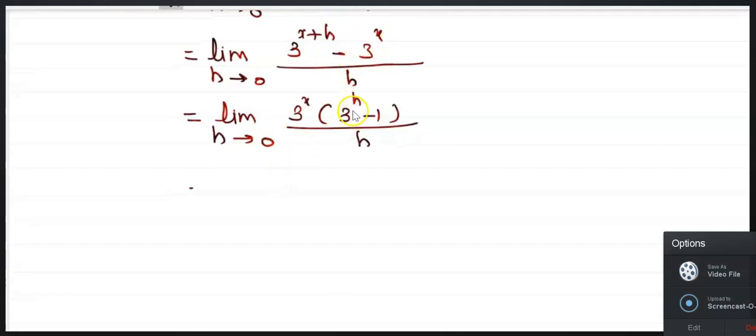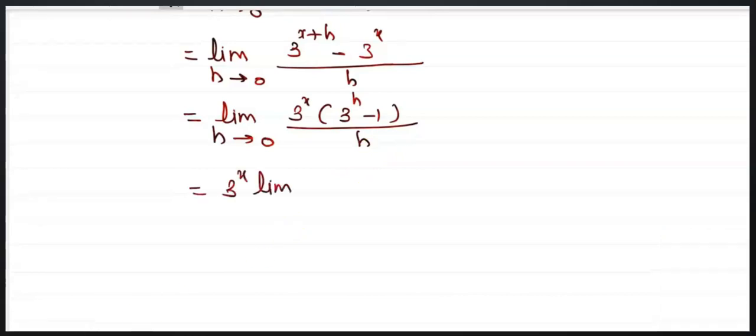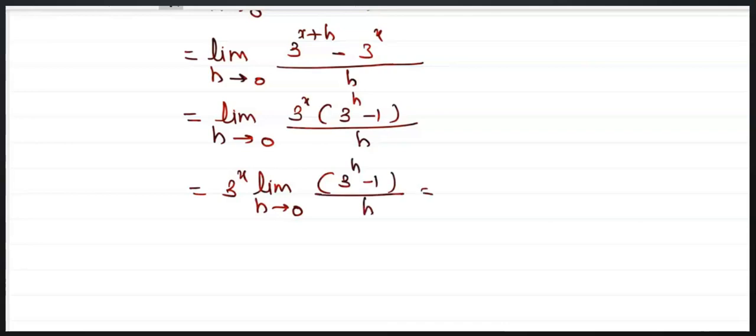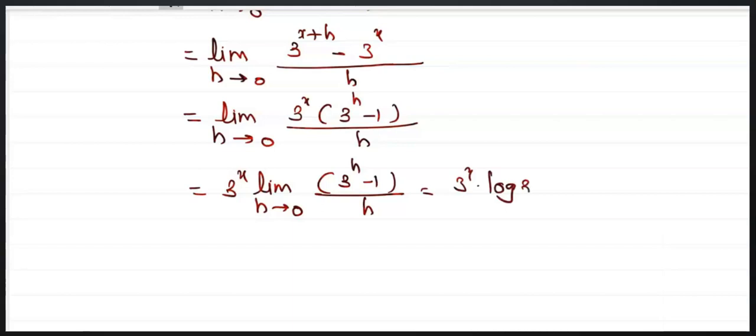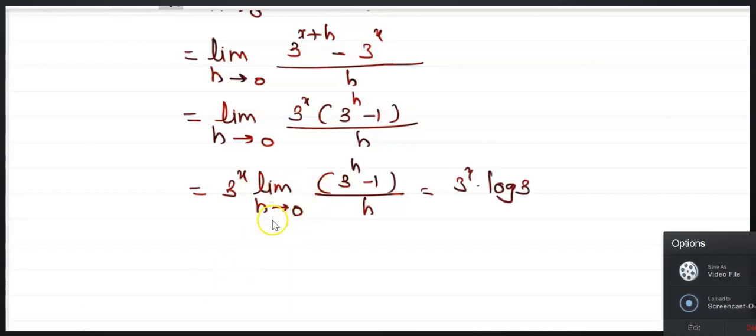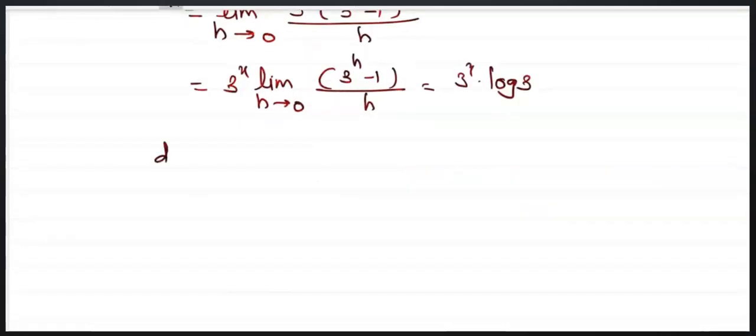Therefore, 3 raised to x into limit h tends to 0, 3 raised to h minus 1 upon h. That is equal to 3 raised to x into, what is the limit of this? Limit h tends to 0, 3 raised to h minus 1 upon h. That is log of 3. Therefore, dy by dx is equal to 3 raised to x into log of 3.